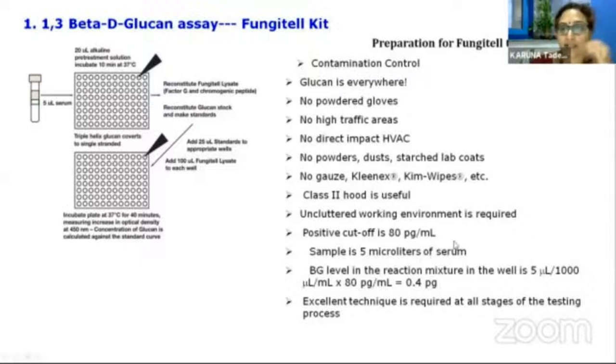Again, this can be interpreted differently with the population. The sample is 5 microliters of serum, and the beta-D-glucan level in the reaction mixture in the well is around 5 microliters per 1000 microliters per ml. And roughly, 0.4 picogram is the amount in the reaction mixture. So this is an excellent technique if it is done with all perfection.